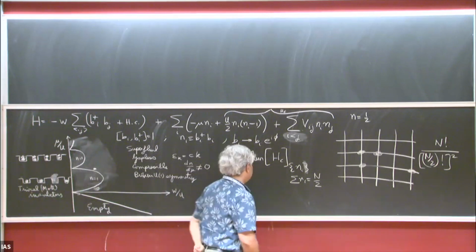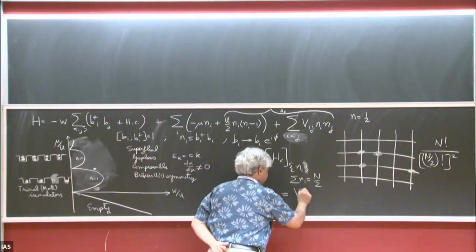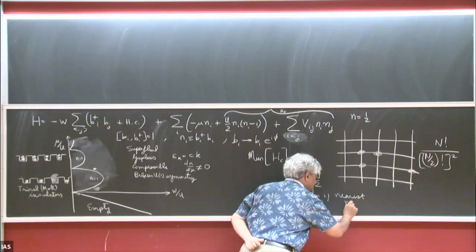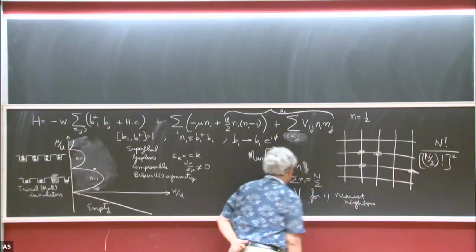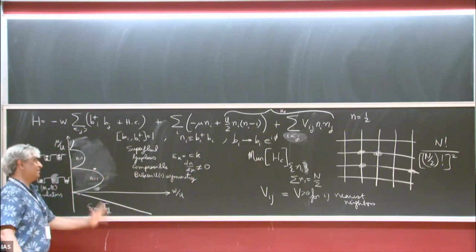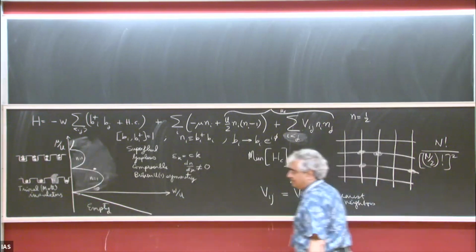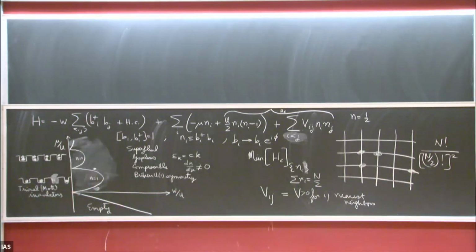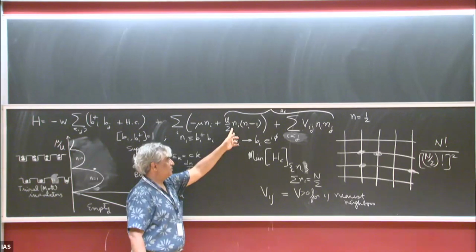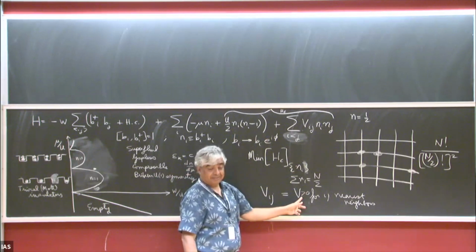But let's just look at a very simple case where V_ij is nearest neighbor. So it's equal to V for i, j nearest neighbors, and V is greater than 0. Well, in this case, it's clear what the global minimum should be, at least on the square lattice. And that's very easy. You just have to avoid the particles. You want to minimize this. Therefore, you don't want two particles on the same site. And if you want to minimize this, you don't want particles on nearest neighbor sites.